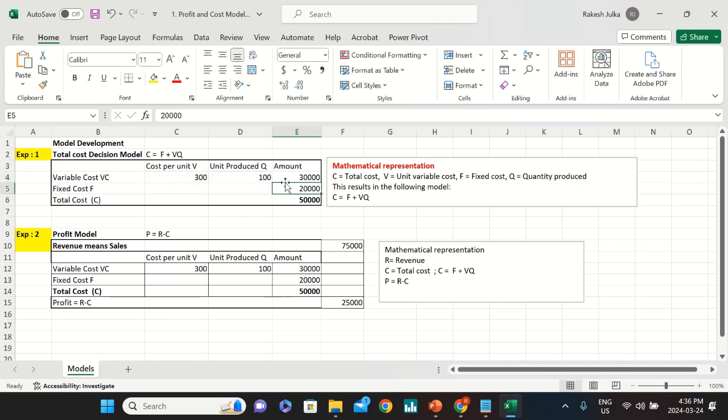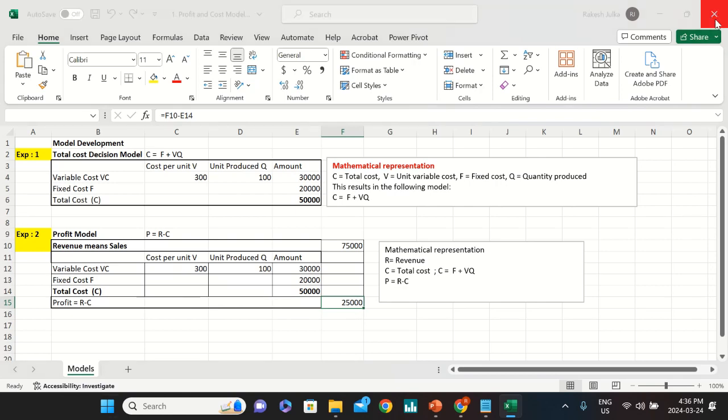Now this is the cost model. Next is the profit model. Profit is revenue minus cost. The cost we have calculated, and it is exactly the same model we have here. For example, the revenue is $75,000, and the profit will be revenue minus cost. So $75,000 minus 50,000, that will be the profit we will have. This is one model, which is known as the total cost decision model.